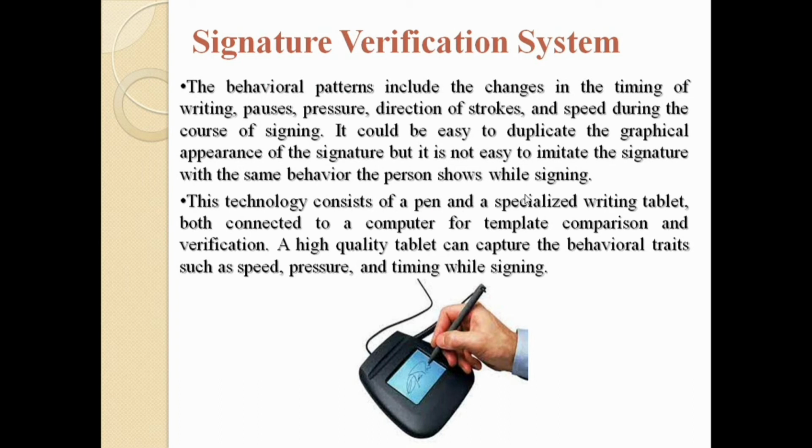Basically, anybody can copy someone's signature, but he or she can't copy the emotions of the person when he signs a document in real time. This technology consists of a pen and a specialized writing tablet. Both are connected to a computer for template comparison and verification.